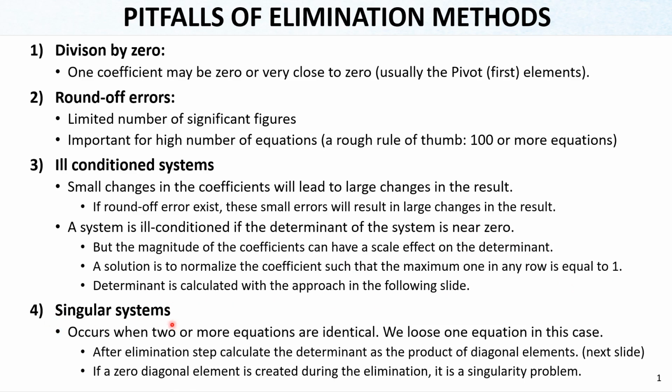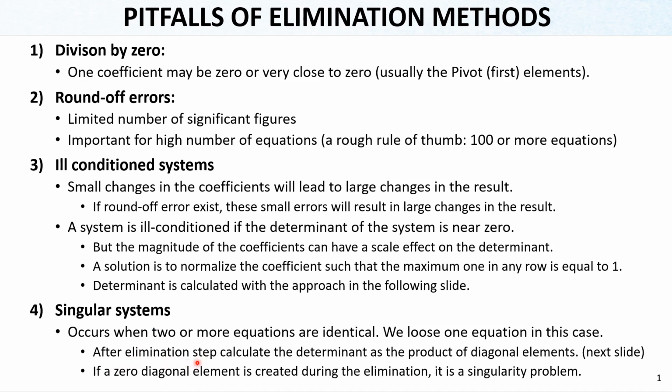So there are also singular systems, which means when two or more equations are identical, we can have singular systems. So we lose one equation in this case. That's a problem because we will have fewer equations than the unknowns. After the elimination step, calculate the determinant as the product of diagonal elements. We will show this in the next slide. If a zero diagonal element is created during the elimination, it is a singularity problem. So we will have singular systems in this case.